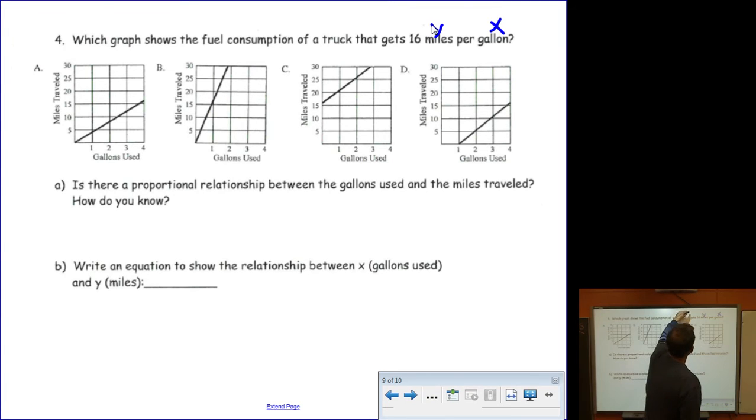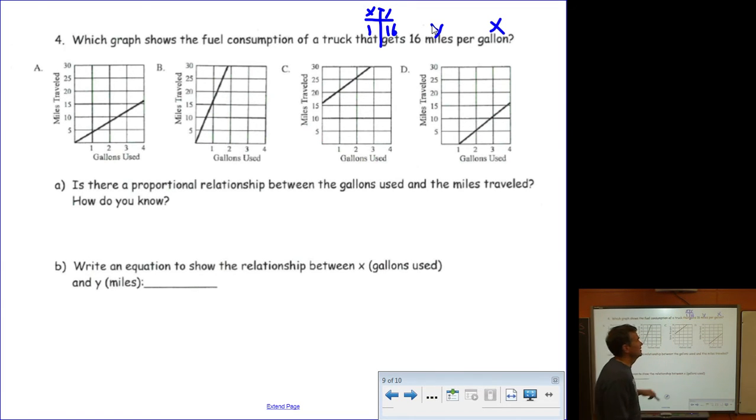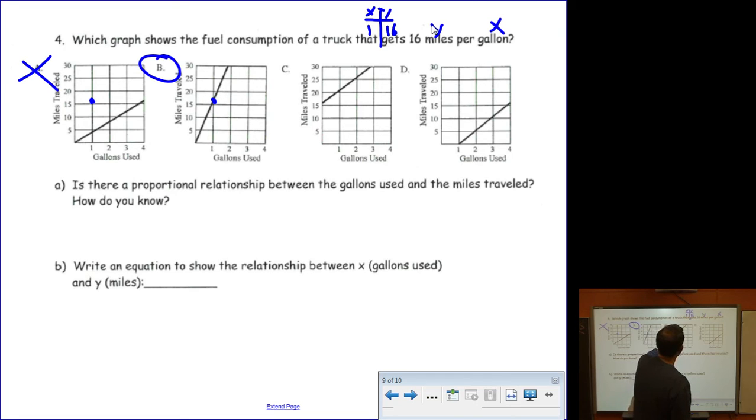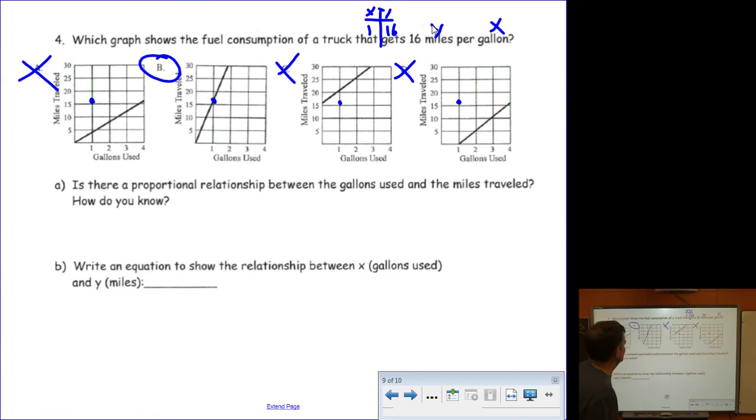A table here might be, let's see, 1 gallon, 16 miles. Let's see if that's on anybody's graph. 1/16 would be about right here, so that can't be right. 1/16 would be about right there, so that could be it. 1/16 would be about right there, so that can't be right. And 1/16 would be about right there, that can't be right. So it must be graph C.